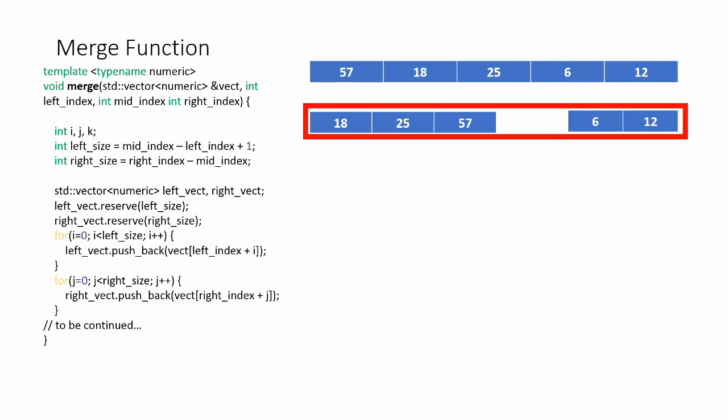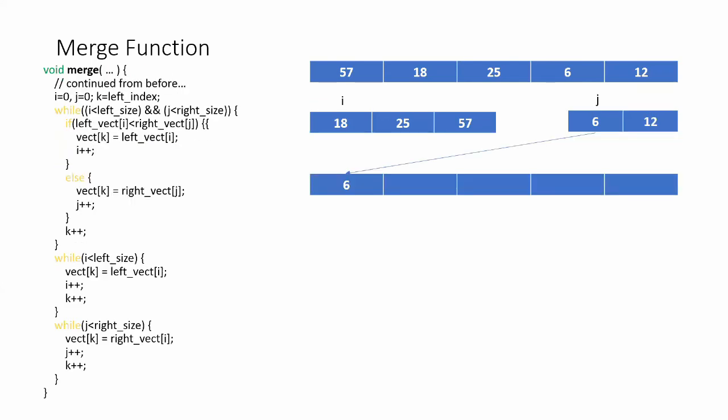So how will that work? Well, we need to take copies of the left side, which is 18, 25, and 57, and a copy of the right side, which is 6 and 12. And we're going to go through our while loops. So here we're going to check if i is less than left size, which is true, and j is less than right size. This is true. So, is left vector of i less than right vector of j?